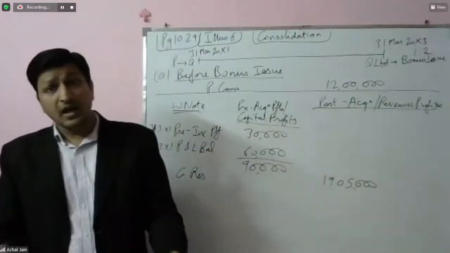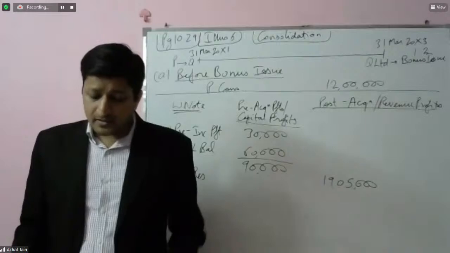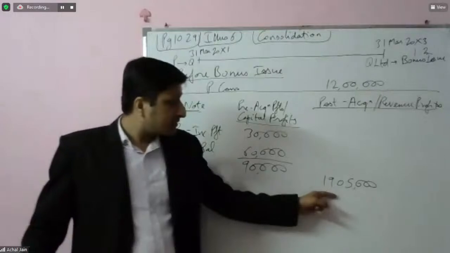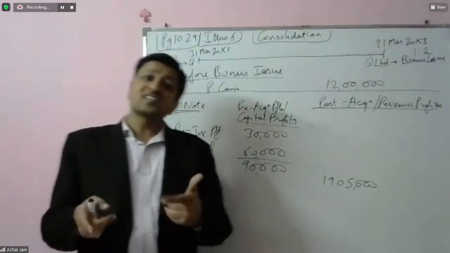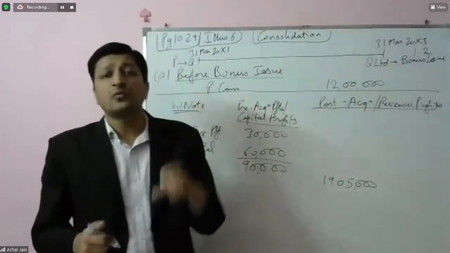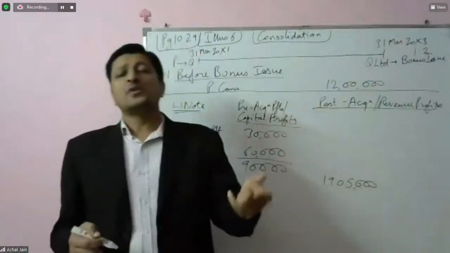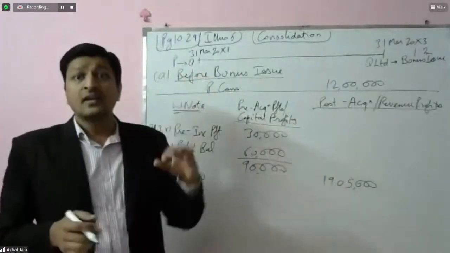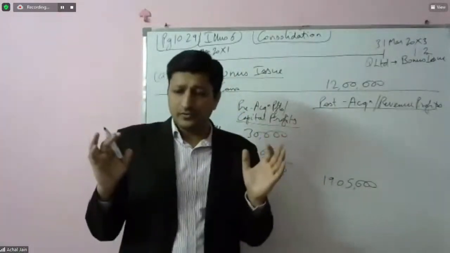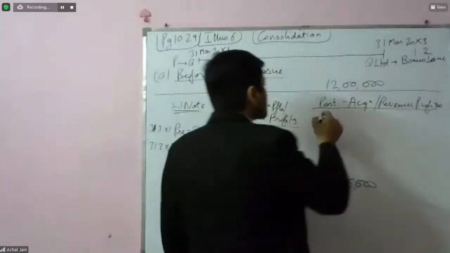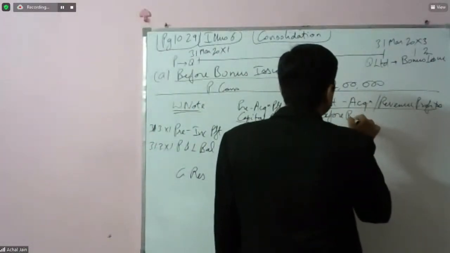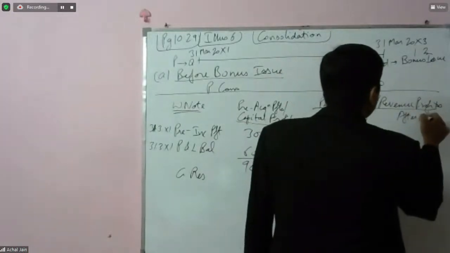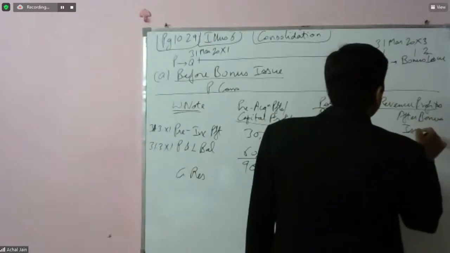Now, the question further says that the bonus issue was made out of general reserve. So that means this reserve will also change in terms of what its balance was prior to the bonus issue and what it was after the bonus issue. So we can further bifurcate the revenue profits. Why? Because the bonus issue has been paid out of revenue profits. Before bonus issue, or after bonus issue.